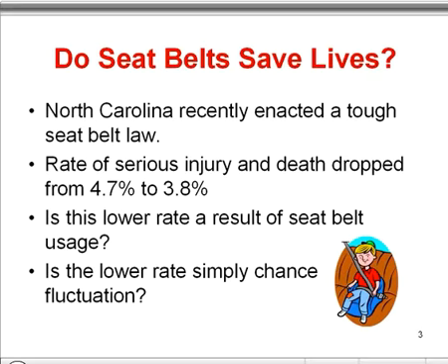Using significance tests, statisticians found that a drop in the serious accident rate as large as the one in North Carolina would happen less than 3 times in 100 if random variation was the only reason for the change. Well, that's pretty unlikely. So there is strong evidence that seatbelts save lives.